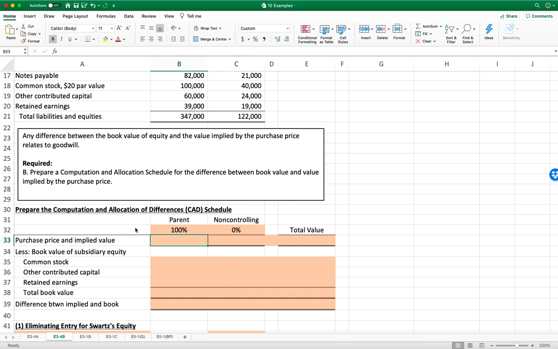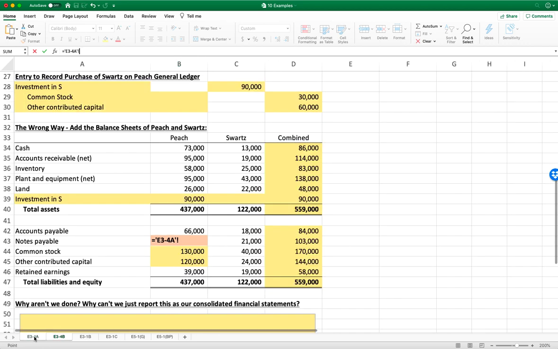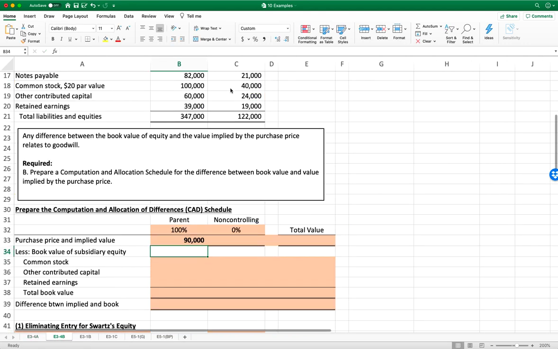Our purchase price is going to be what we paid for our 100% share. So if you recall from last time, we recorded our initial investment in S at $90,000 because that was what we paid. We issued stock that had a value of $90,000. So that's our initial cost.